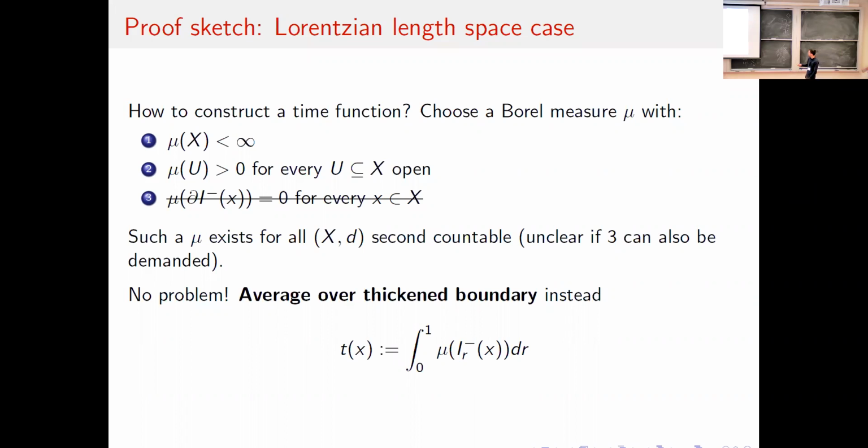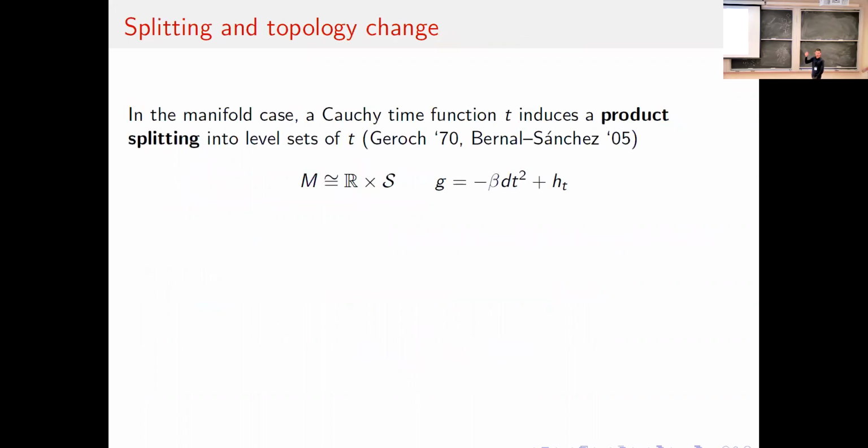Yeah. Okay. Right. So now I want to talk about the application that I mentioned of topology change. So basically, in the manifold case, when you have a Cauchy time function, it implies that the manifold will split as a product of R times S, and here S could be like any level set of the Cauchy time function, and they will all be diffeomorphic to each other.